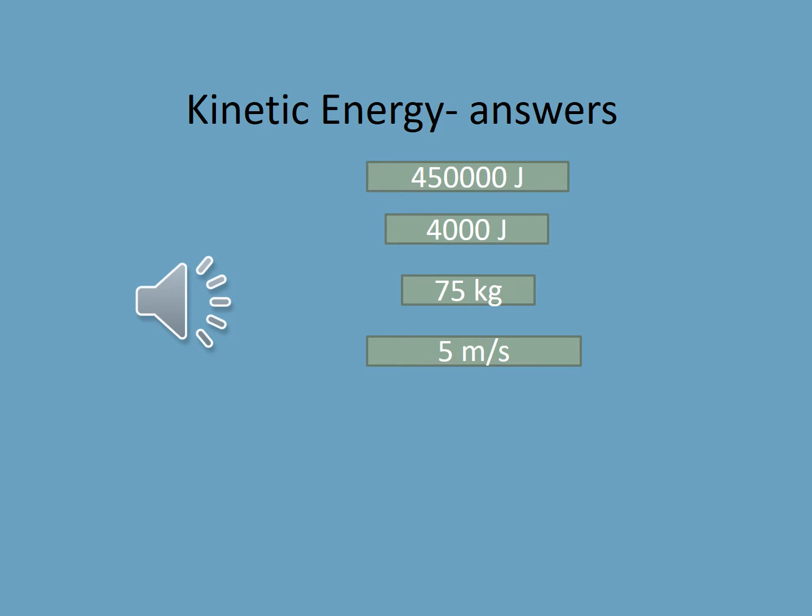So here are your answers. So the equation you wanted was half times mass times velocity squared. If you got it wrong, it's probably because you didn't do your velocity squared first before you times it by the 0.5 and the mass.